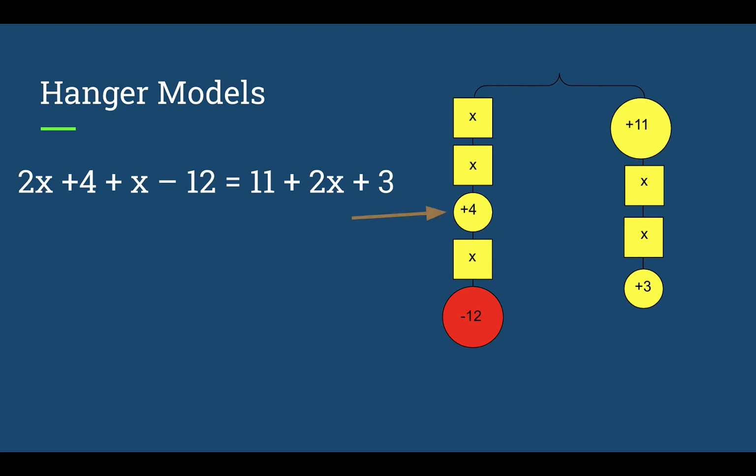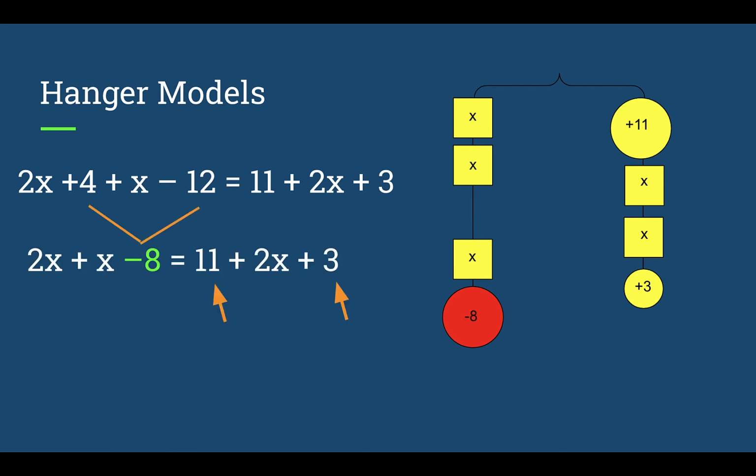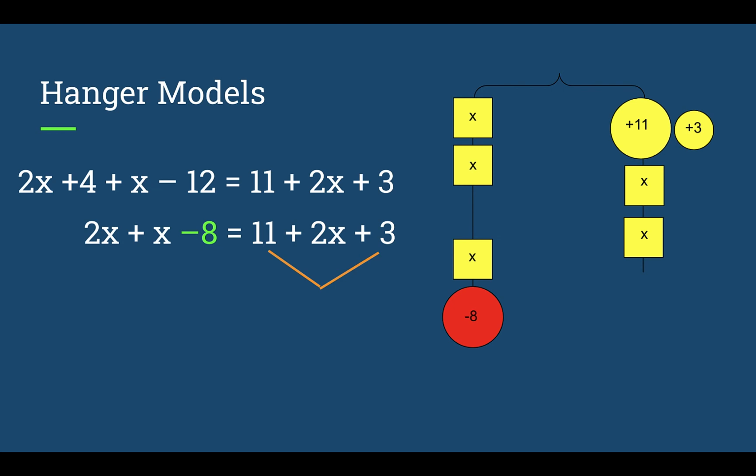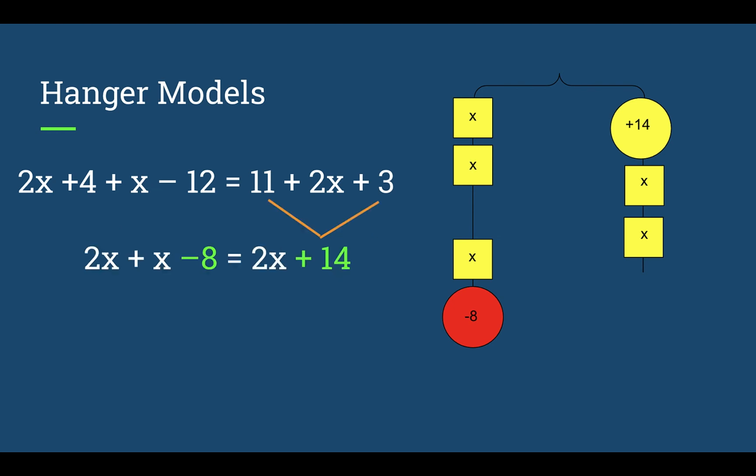So I'm going to start with my numbers on the left. I had positive 4 and negative 12. Combine those together, and I end up with negative 8. Now I'm going to do the same thing with my numbers on the right side. Positive 11 and positive 3. Combine those two together, and I end up with positive 14.